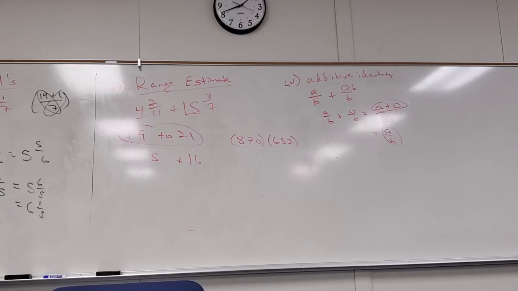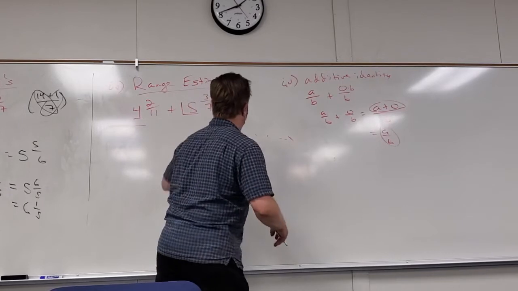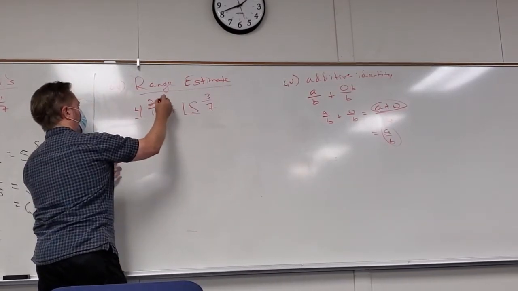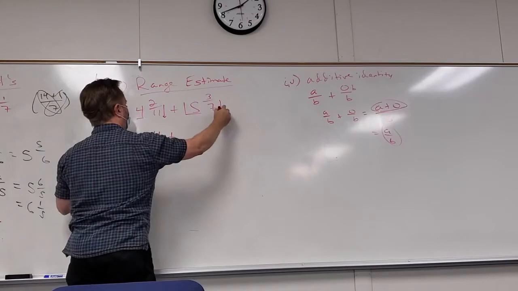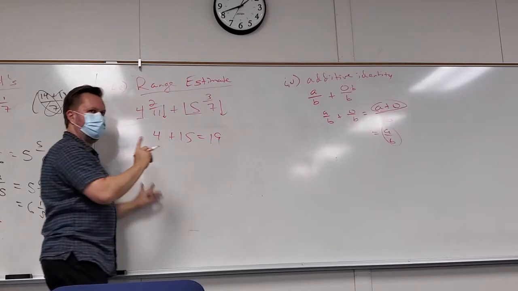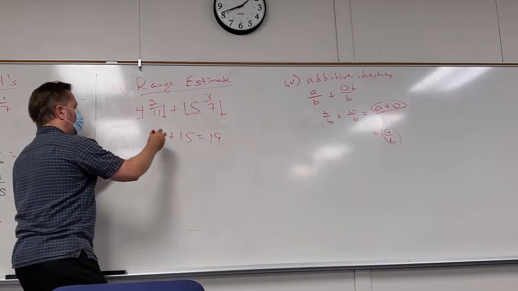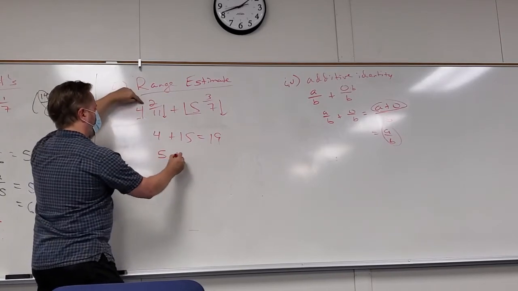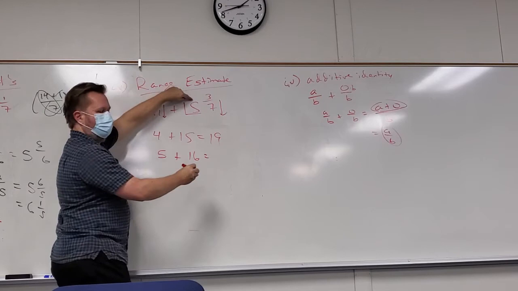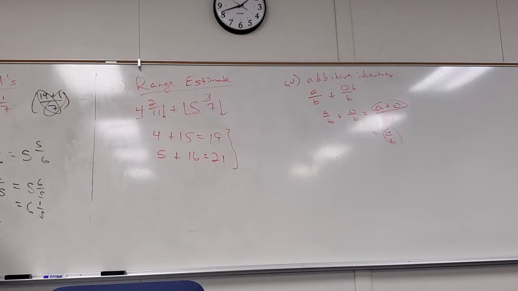How did you get 5 plus 16? All right, so let me make this. Range estimate means take them both down to whole numbers, right? So the answer is definitely more than 19, yes? Yes. Because this is more than 4 and this is more than 15. And it's definitely less than 5 plus 16. So it's between 19 and 21. Okay. I like it. And that's really exactly what we did before, to do that between stuff. I like it.